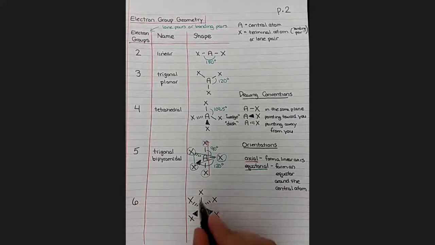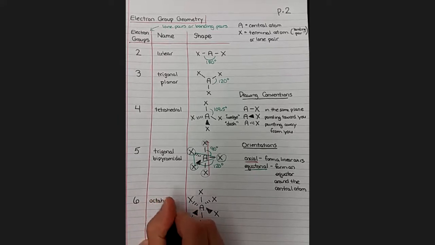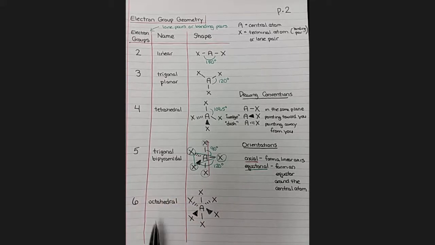So if you took these six X's and placed them at the corners of a shape, they would fit in the corners of an octahedron. So this is called octahedral, which is an eight-sided shape that has six corners. If you've played Dungeons and Dragons, you should be very familiar with an octahedron shape.